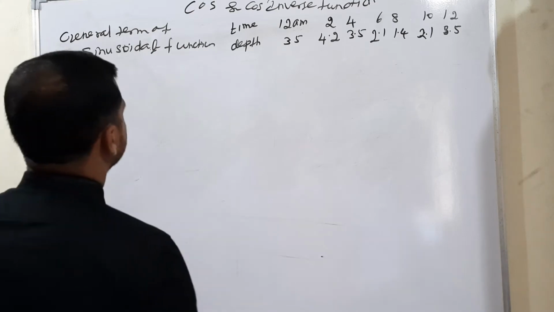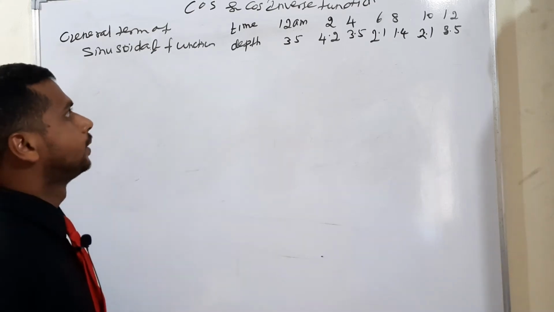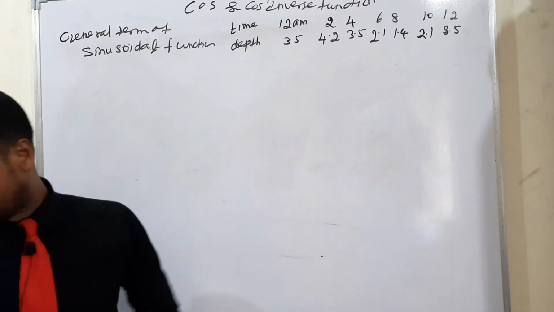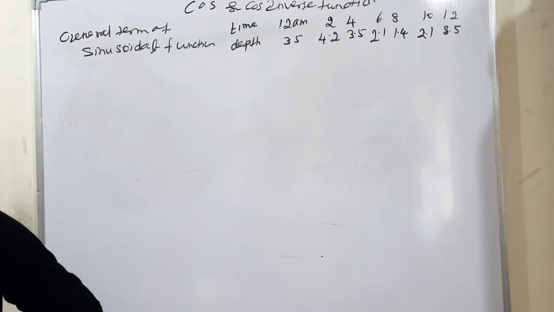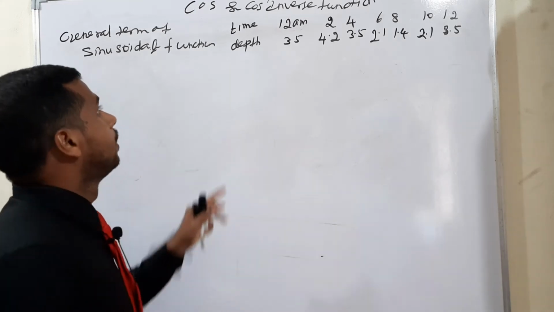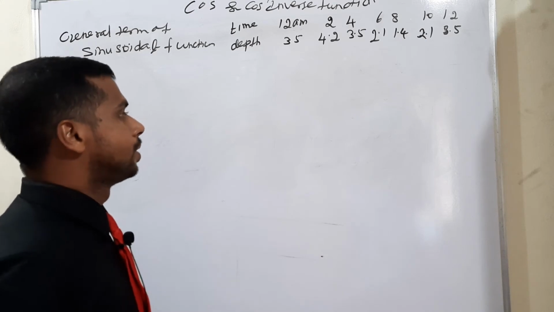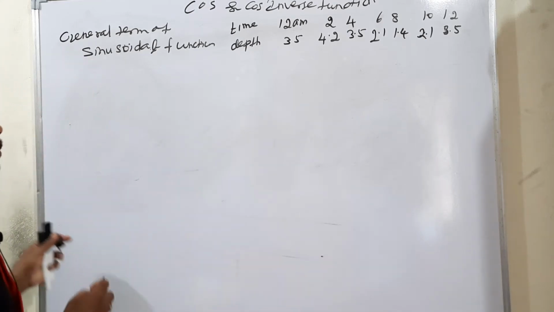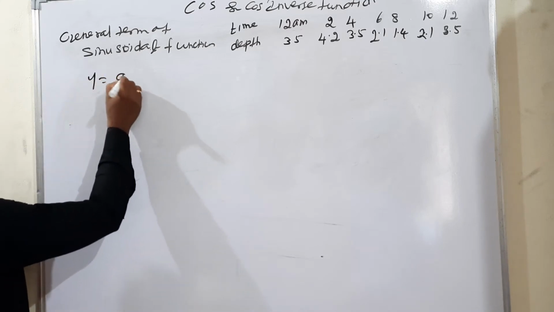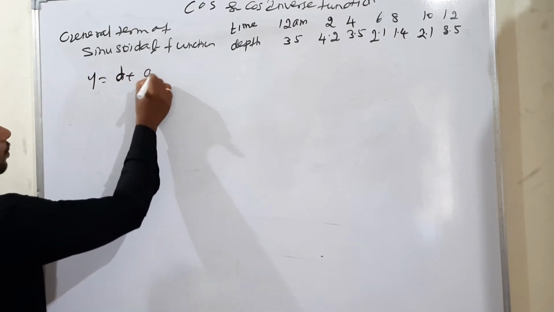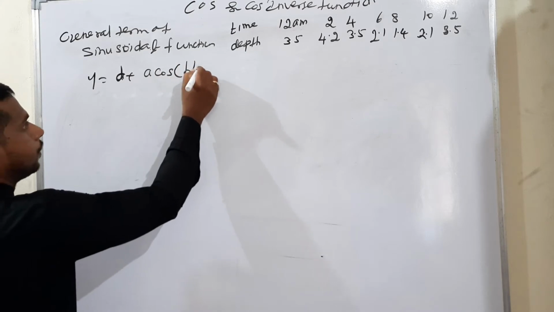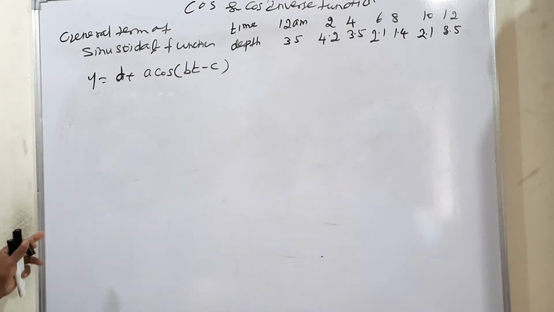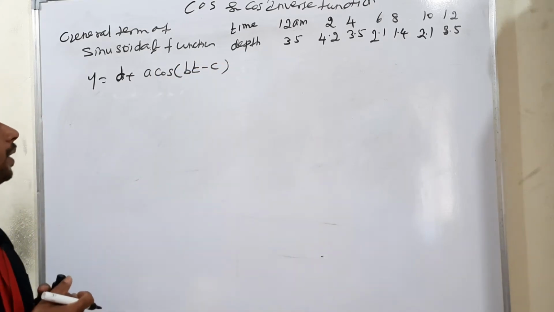So the general term of sinusoidal function is one of the applications. In your book also one such question is given, page number 139, with a tabular column of time and depth. So now I am moving to apply it to find the sinusoidal function. What is the formula? y is equal to d plus a cos of b times t minus c, isn't it?